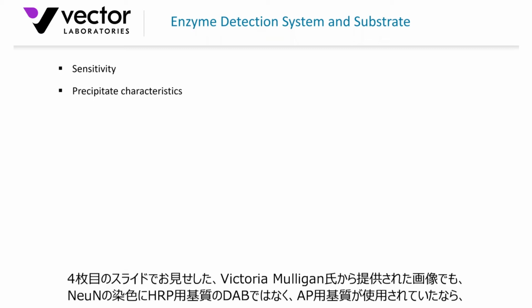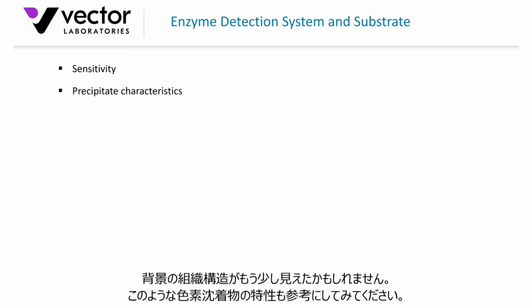And then maybe the alkaline phosphatase could be used if you go back to one of the original slides I showed earlier from Victoria Mulligan about the new N. Admittedly, that did use DAB, but more of an overall layering of that given target antigen, and that might help identify some of the underlying tissue architecture or morphology. So just have a think about some of those given characteristics.